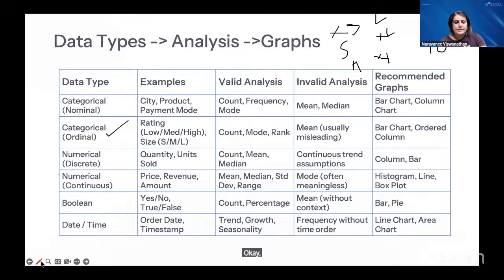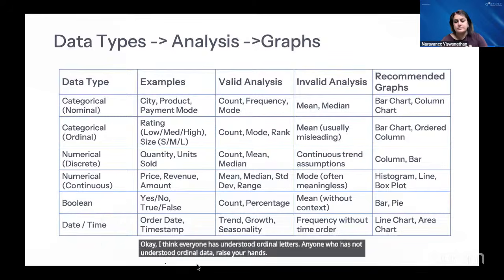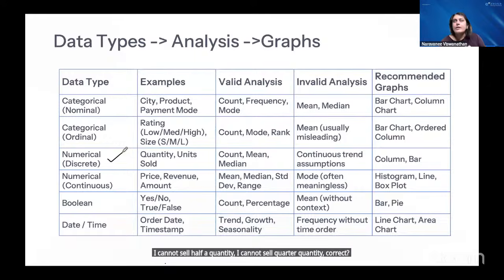I think everyone has understood ordinal data. Is there anyone who has not understood ordinal data? Raise your hands. Then we look at numerical data, that is counting data, right? What does it mean? It means quantity sold, or number of questions answered. I cannot sell half a quantity, I cannot sell a quarter quantity, correct? Or I cannot answer half a question.